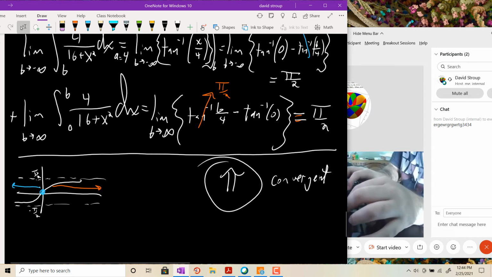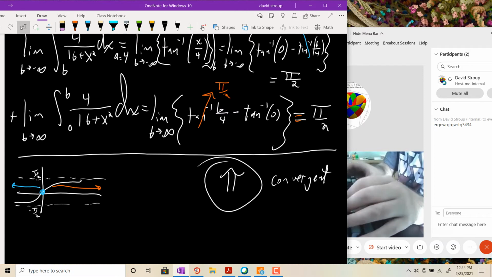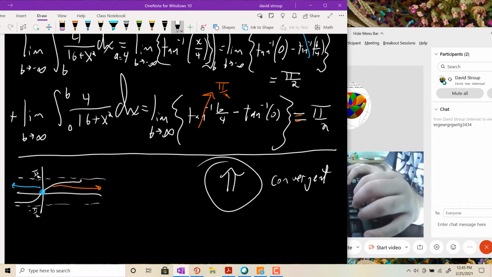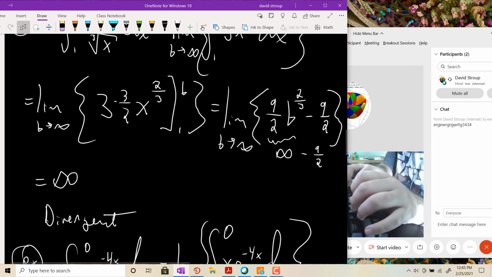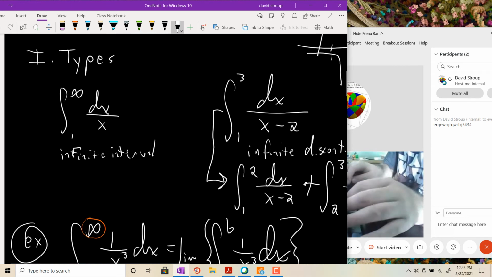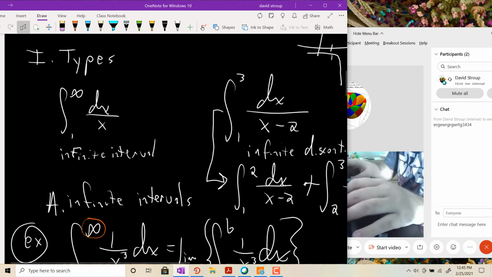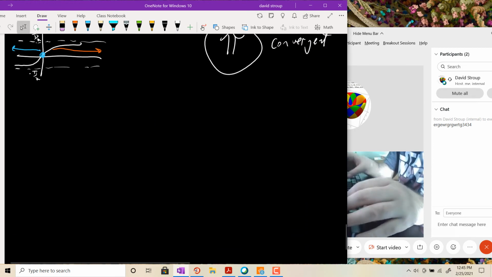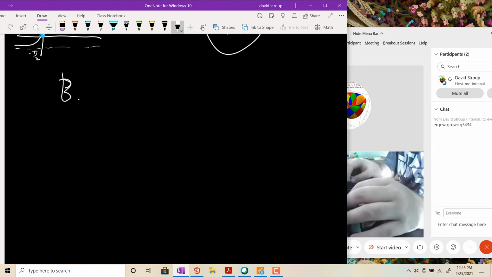Let's move on. So now we're going to move into these infinite discontinuity problems, and let's take a look at handling these. Okay, so the first one we'll look at. Maybe I should have headed these as types. So first we're doing, this is like part A, infinite intervals. And then I'll do down here part B, infinite discontinuities, right?